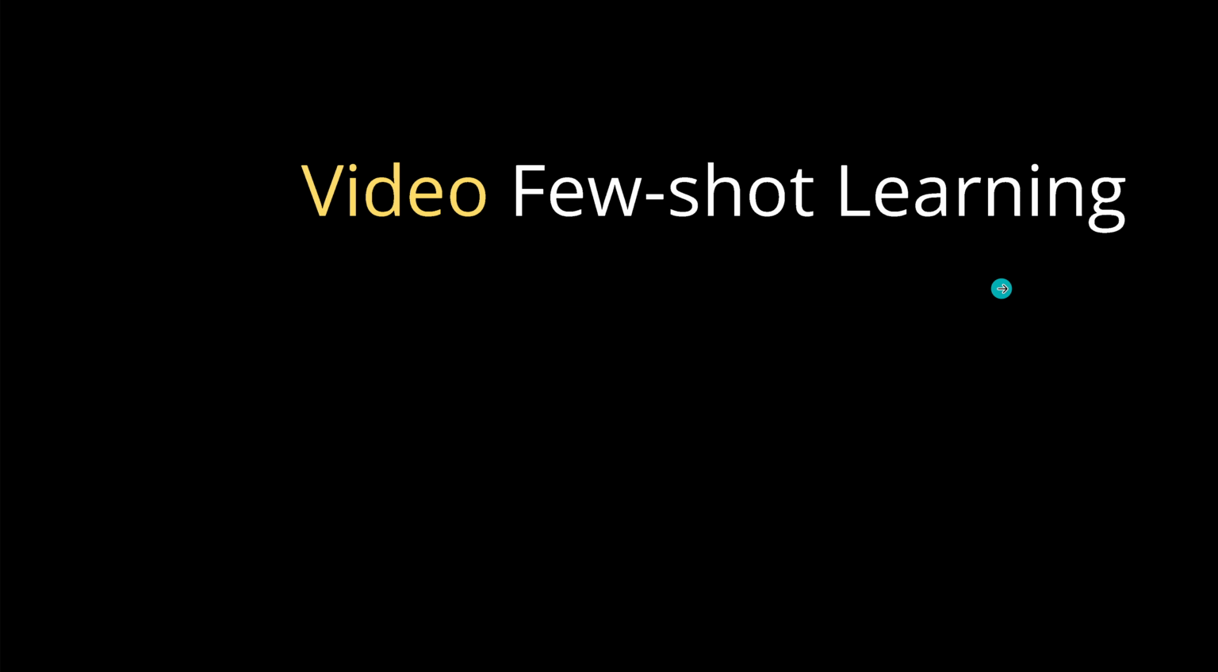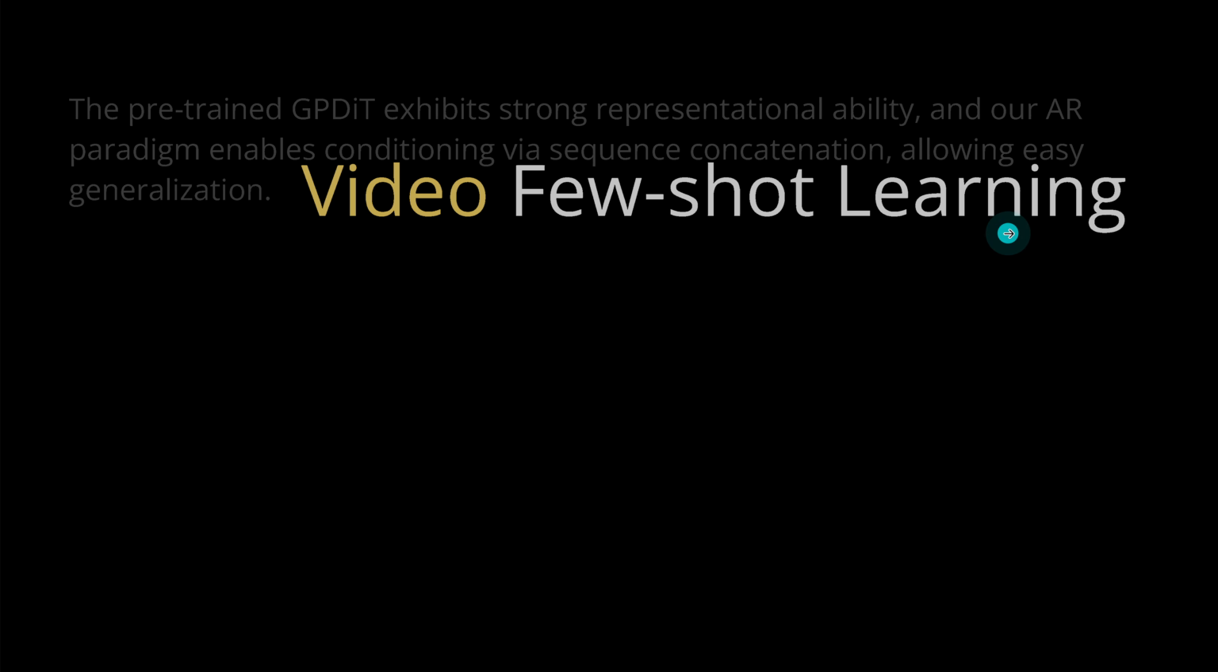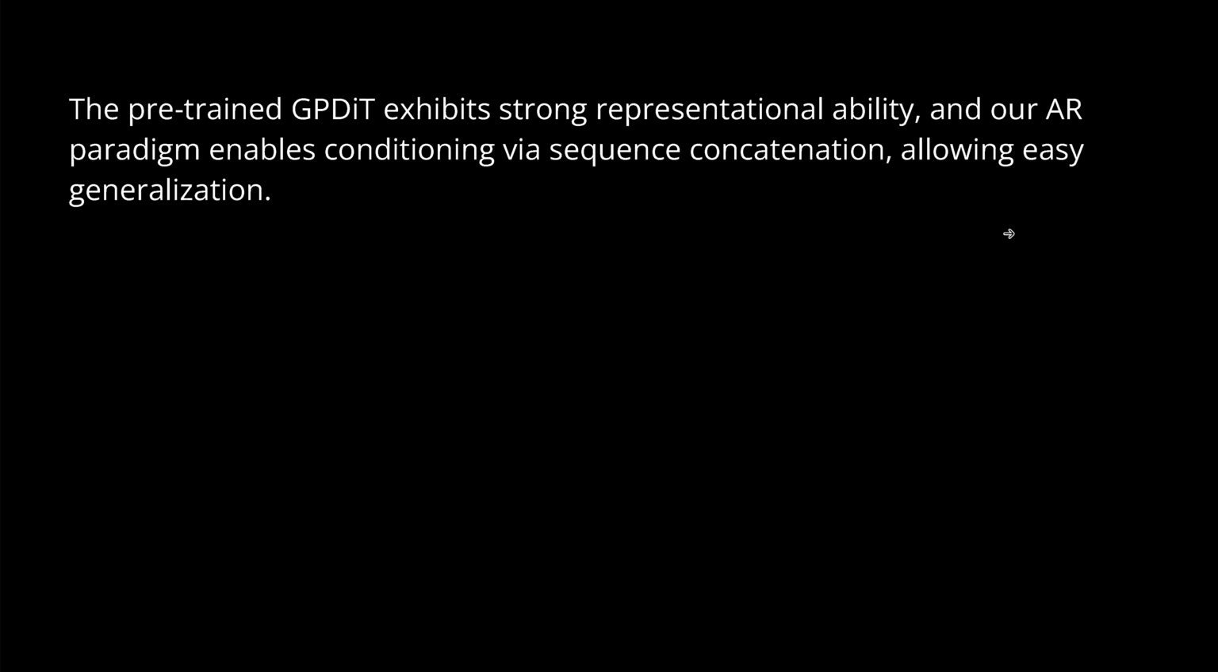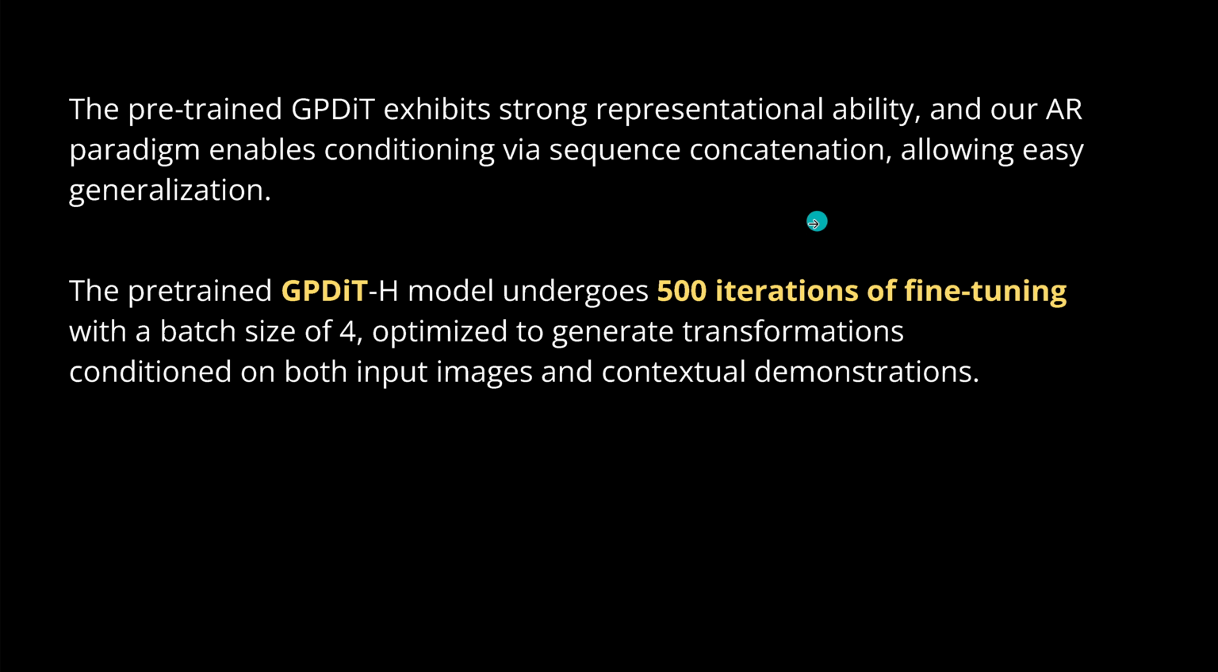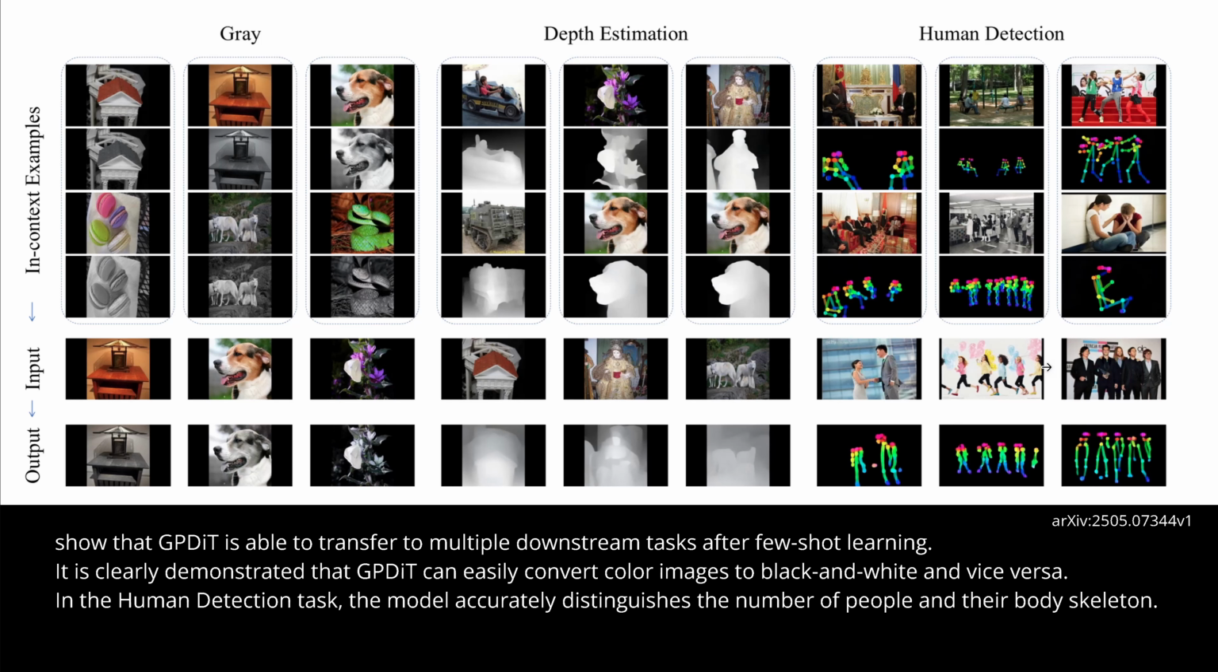Isn't it amazing? Video few-shot learning. I never thought I would show you these simple ideas with this powerful implementation. Now, this pre-trained, remember, GPDiT exhibits strong representational ability, enables conditioning via sequence concatenation, allowing easy generalization if we use fine-tuning over 500 iterations, batch size of 4, optimized to generate transformation conditions on both the input images and the contextual demonstration. I would just like to show you some of the results.